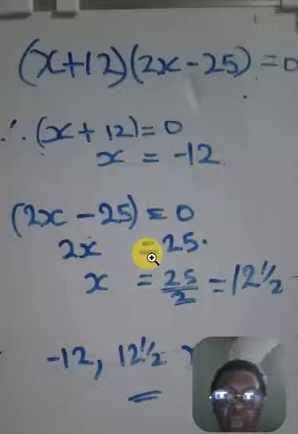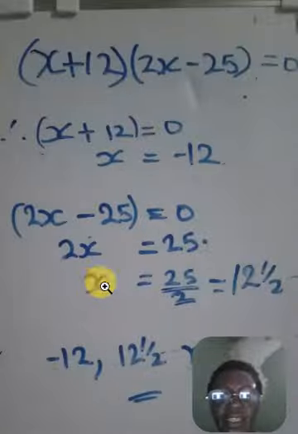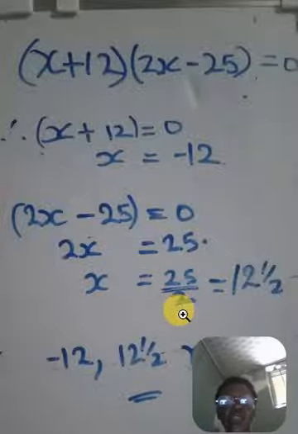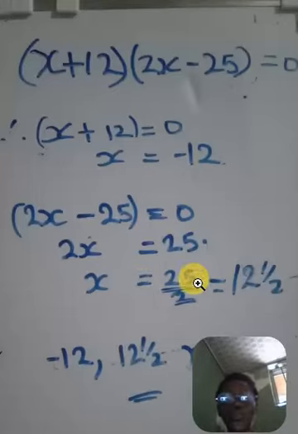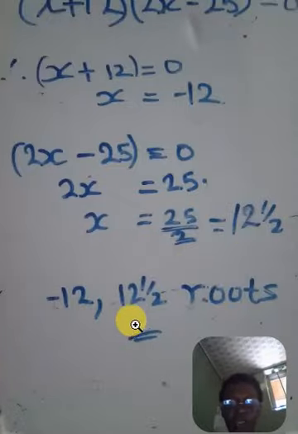And then here we have 2x minus 25 is equal to 0. 2x will be equal to 25. 25 crosses over and it becomes a plus 25. Now x is what we want to find. We leave x here alone. 2 here, when it comes to this side, goes to the bottom. It becomes a denominator. So now we have x is equal to 25 divided by 2, which is 12 and a half. So guys, there we have the roots of the equation: minus 12 and 12 and a half.